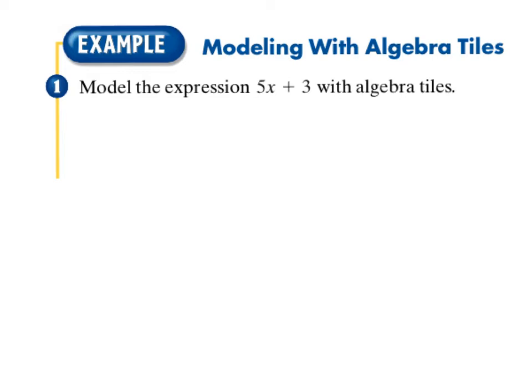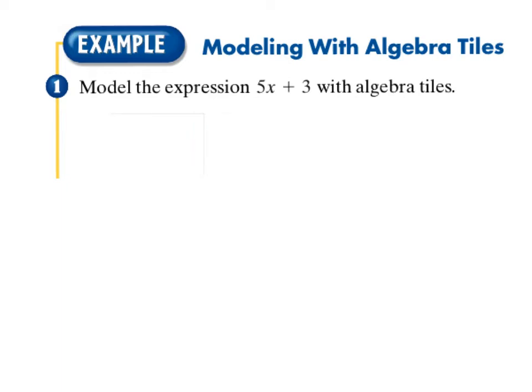Let's look at an example. So we're going to be modeling with algebra tiles. When you're modeling, it just means you pick one thing to represent your variable and one thing to represent your number that does not have a variable. So for ours, we're going to use green bars for our variable and white squares for our number without a variable.